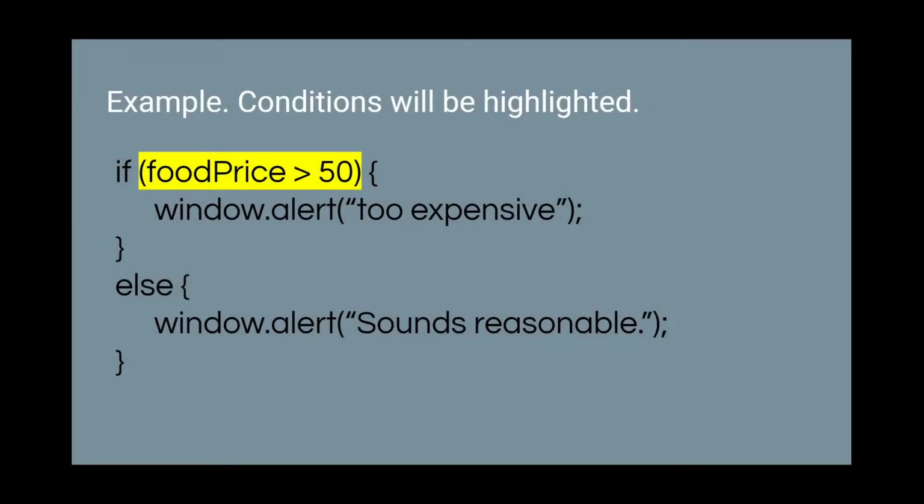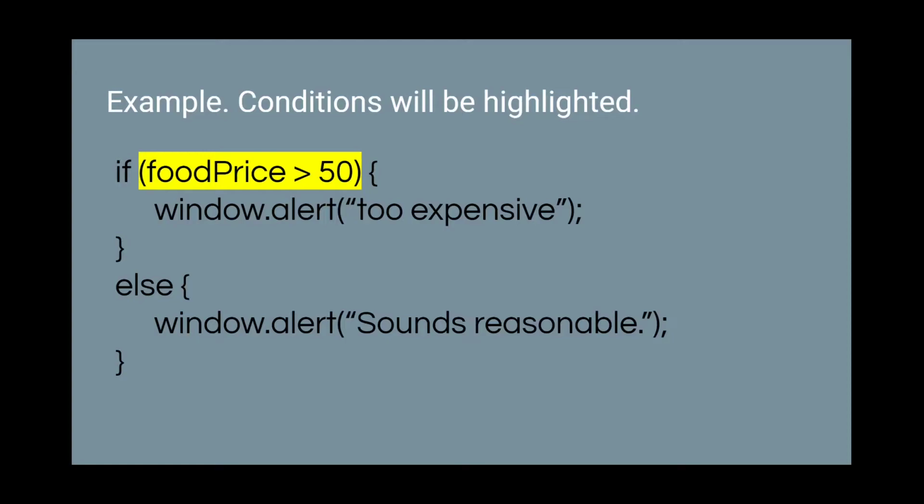So let's take a look at this example. The condition is highlighted. So we say food price is greater than 50. If the food price is greater than 50, we say it's too expensive. Or else we say it sounds reasonable. Now look at the syntax. Look at where the mustache braces are, and look at those keywords of if and else.